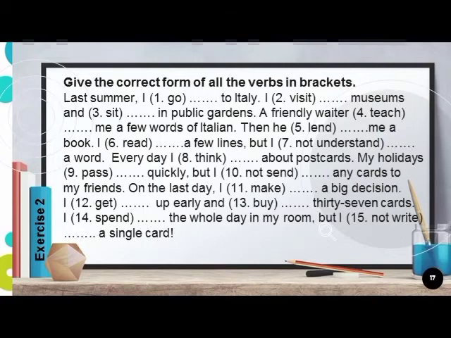Give the correct form of all the verbs in brackets. Now, you may pause the video to answer the questions.